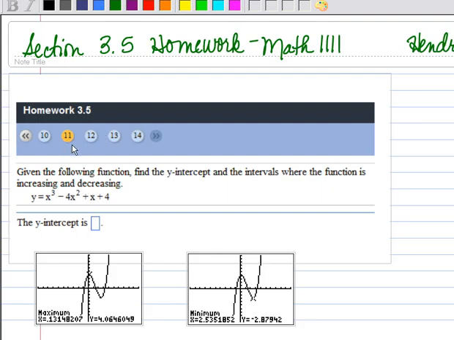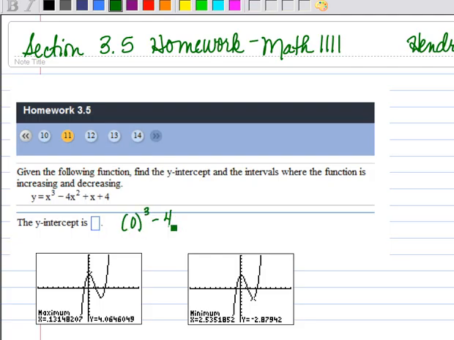In section 3.5 number 11, it says given the following function, find the y-intercept and the intervals where the function is increasing and decreasing. Well, to find the y-intercept, we just plug in 0 for x. So the y-intercept would be 0 cubed minus 4 times 0 squared plus 0 plus 4. So the first three terms go to 0, and 0 plus 4 is 4. So the y-intercept would be the point (0, 4).